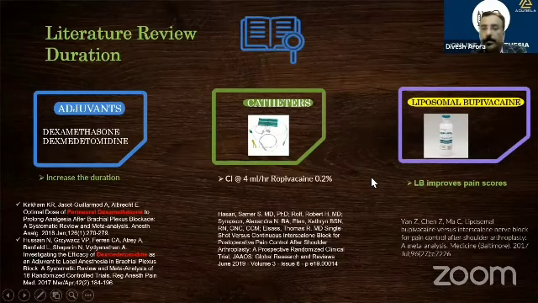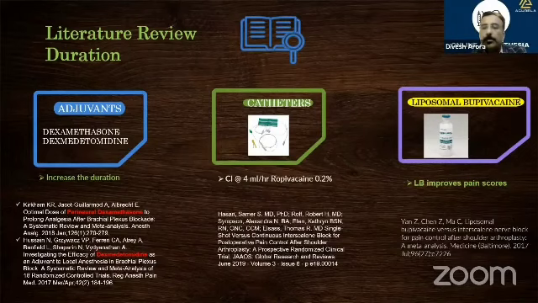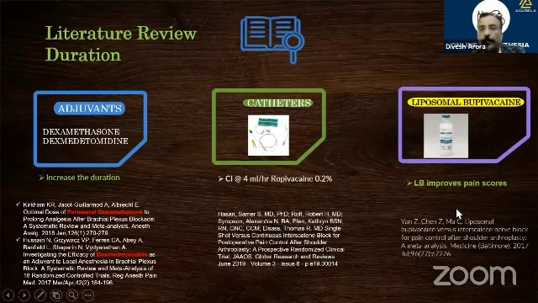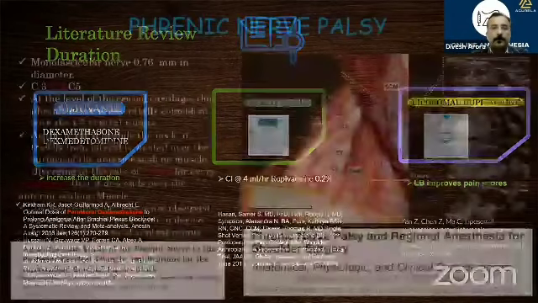Liposomal bupivacaine is not available in India, but in 2018, it was approved by the FDA for interscalene blocks. But it has had kind of a mixed review. In some of the studies, there is no benefit over traditional bupivacaine, but in this small meta-analysis, it has been seen that liposomal bupivacaine improves the pain scores.